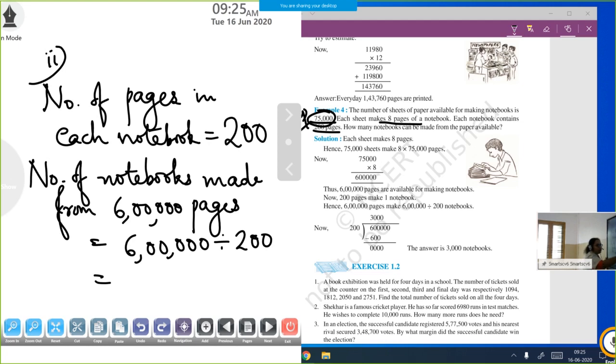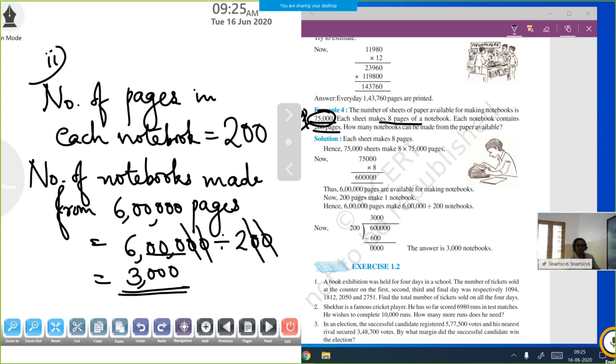See, 200 is having 2 zeros. Teacher is cancelling those 2 zeros. And from our dividend also teacher is removing 2 zeros. Then what is left here? 6 divided by 2. What is in 2 table where 6 is coming? 2 table, 3 times 6. Then how many zeros are left here? Put that. See the answer? Teacher got 3,000. This is the easy method of division.